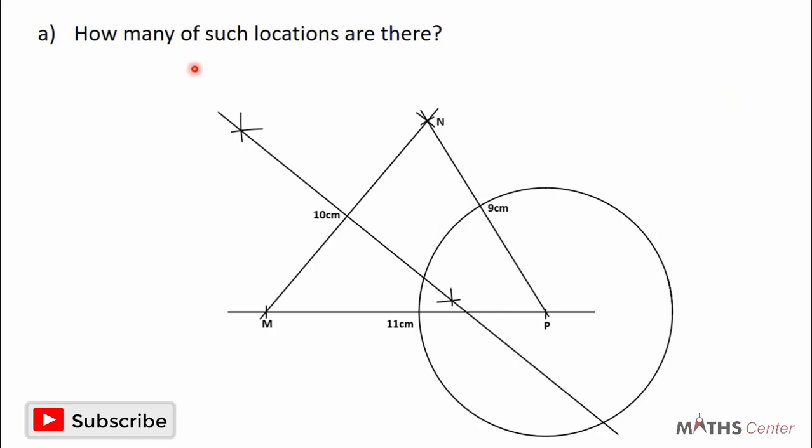The first question says, how many of such locations are there? So the question is asking us about the number of possible locations for the market we have. From the previous video, we saw that in order to select the location of the market, we were given 2 conditions. The first condition is that the location of the market should be equidistant from point M and point N. We saw that using this condition, the location of the market will be on the perpendicular bisector of the line joining point M to point N.